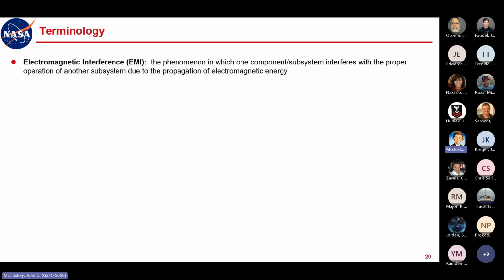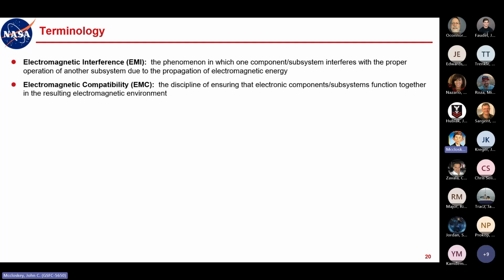Okay. All right, so just a review of some basic terminology. EMI, electromagnetic interference, as the name implies, is the phenomenon in which one component or subsystem interferes with the proper operation of another subsystem due to the propagation of electromagnetic energy. And electromagnetic compatibility is the discipline of trying to prevent that, ensuring that the components don't interfere with each other.